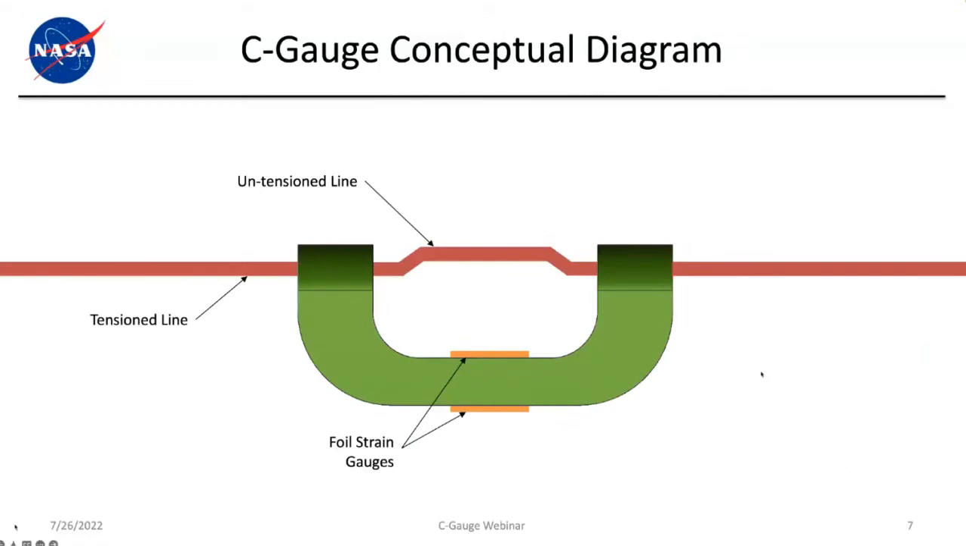So here's a quick diagram of what it looks like in concept. So you've got your C gauge here in green. You've got your foil strain gauges here on either side of the span across there. And really the key here is that the center span of textile is completely untensioned. So no load is transferred through this cord. It's all transferred through the C gauge itself, resulting in that bending. So there's no reliance on how the cord interacts with the C gauge itself.